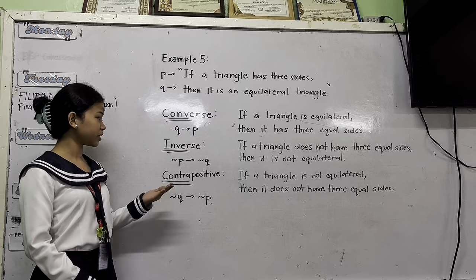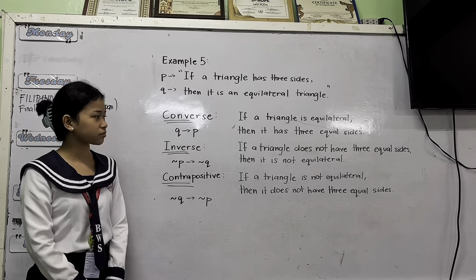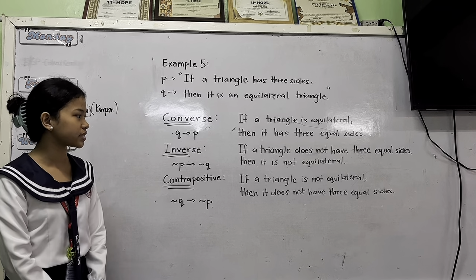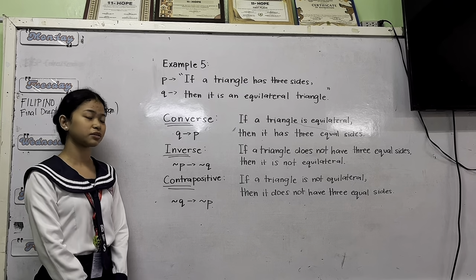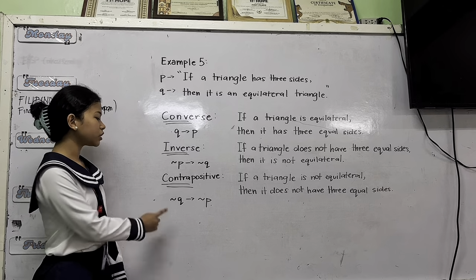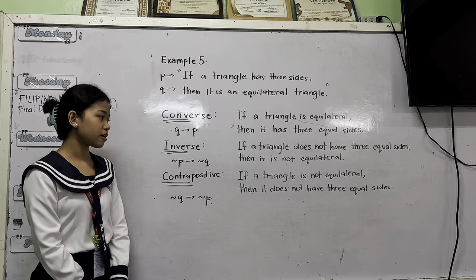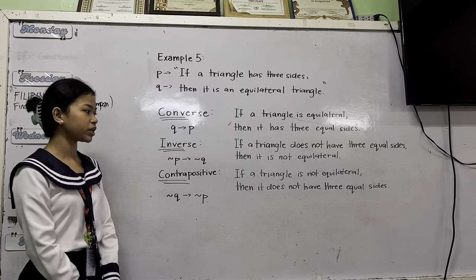Now let's have the inverse, where not P implies not Q. Our statement is: if a triangle does not have 3 equal sides, then it is not equilateral. That is our inverse statement. Lastly, our contrapositive, where not Q implies not P. Our statement is: if a triangle is not equilateral, then it does not have three equal sides.